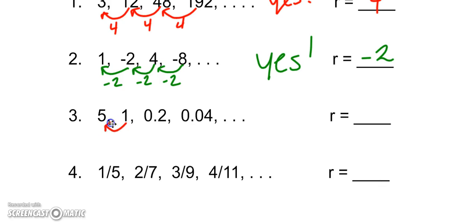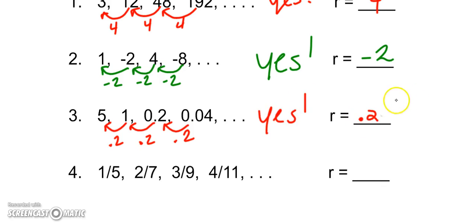1 divided by 5 is 0.2. 0.2 divided by 1 is 0.2. 0.04 divided by 0.2 is 0.2. So yes, and r is equal to 0.2 or 1/5, depending on how you want to look at it. Okay. This one's important because it looks like we're not multiplying, so our numbers are getting smaller. But we are still multiplying, it's just we're multiplying by 1/5 every time. So multiplying by a fraction less than 1.